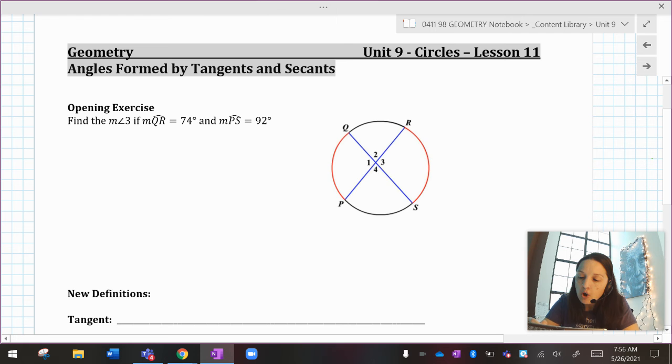What's a chord, you say? Well, a chord is a segment that extends from one side of a circle to the other. A diameter is a specific chord that passes through the center, but the chord does not need to pass through the center to be called a chord. So in this picture, QS and PR are chords, and they intersect to form angles 1, 2, 3, and 4.